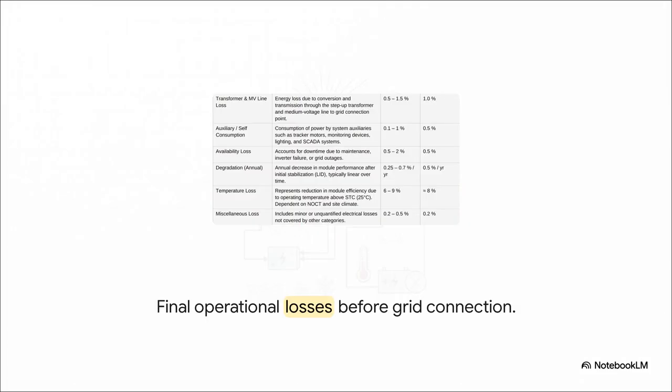Finally, we have to deal with the operational realities of actually running a power plant. System auxiliaries. We're talking about things like tracker motors physically turning the panels, monitoring devices, SCADA systems. They consume 0.5% of the power themselves. Then you have availability loss. Planned maintenance downtime or grid outages will cost you another 0.5%. And because the physical world is just messy, miscellaneous, unquantified electrical losses drain a final 0.2%. And just like that, our bucket is officially empty of those 14 to 18% of lost watts.